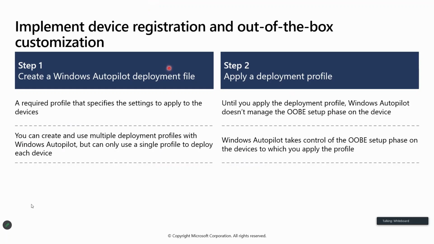Okay, folks. So, implement the device registration and out of box. Step 1, create a Windows Autopilot deployment profile. It's a required profile that specifies the settings to apply to the device. You can create and use multiple deployment profiles, but only a single profile can be deployed to a device, as we mentioned. Until you apply the deployment profile, Windows Autopilot doesn't manage the out-of-box experience setup phase of the device. But Windows Autopilot will take control of the out-of-box experience setup phase on the devices once you've applied the profile. So basically, you need your device ID up there, you create your profile, upload your profile, the device comes on, finds the device ID, and applies the profile to it.